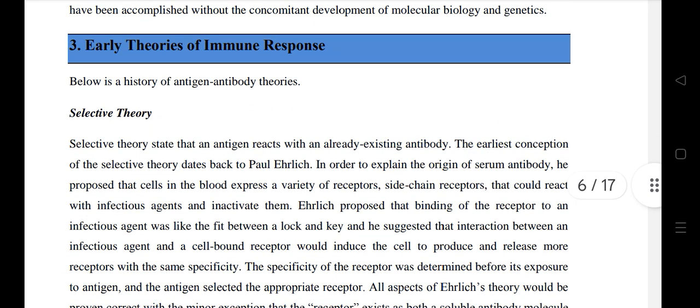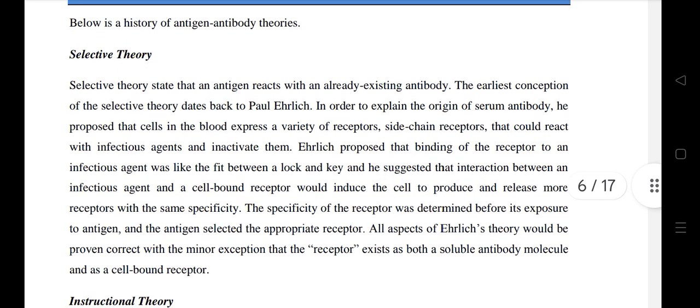Early theories of immune response. Below is a history of antigen-antibody theories. Selective theory. Selective theory states that an antigen reacts with an already existing antibody. The earliest conception of selective theory dates back to Paul Ehrlich.